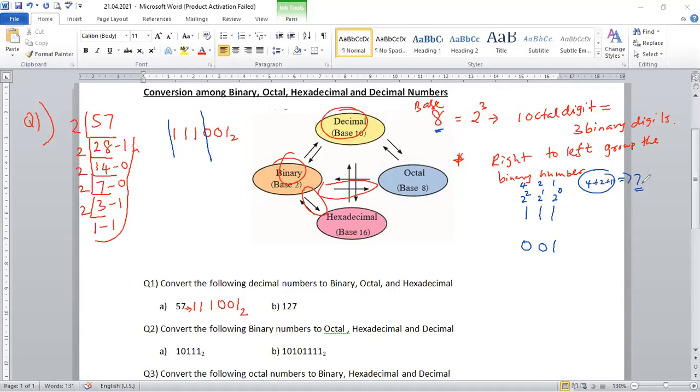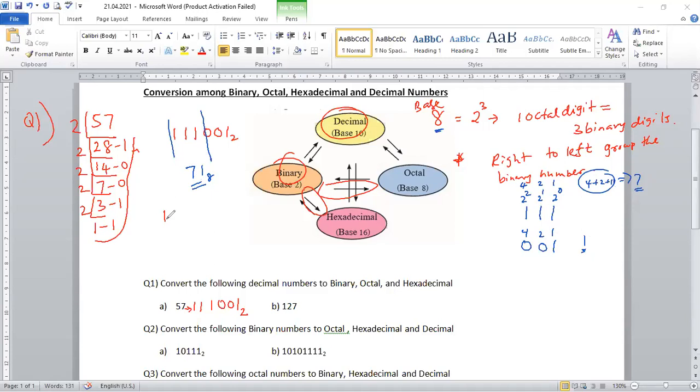So you are adding these things and you are getting the values. Same thing here. You are having ones, twos and fours. So 4 into 0, 0, 2 into 0, 0, 1 into 1, 1. So this will be the next value for the group. So you can put here 7, 1, the base will be 8, octal. 71, the base is octal.